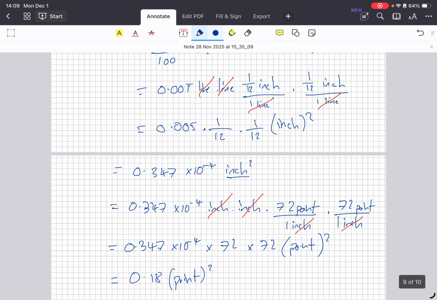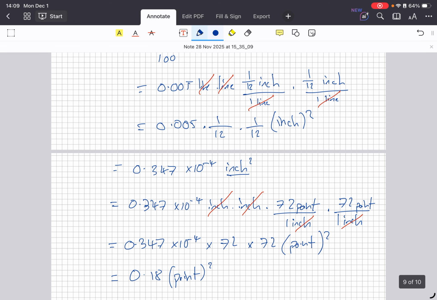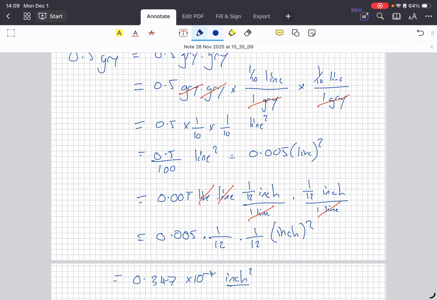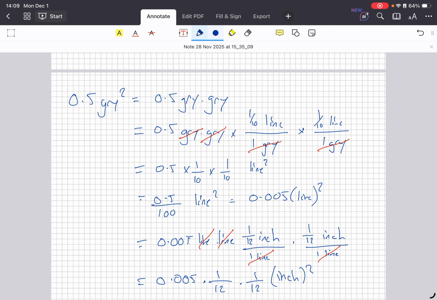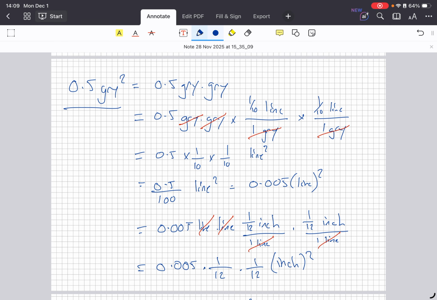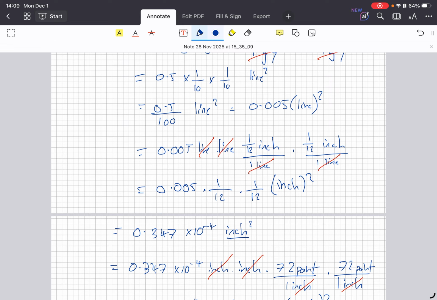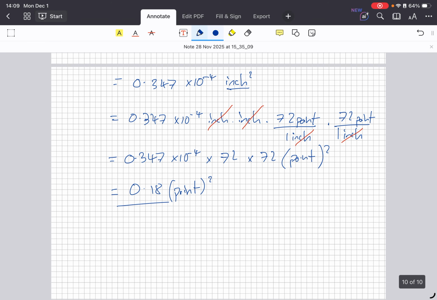But the new thing here is just being able to convert between units. And again, all we've done here is to multiply all of our expressions by 1. So this whole expression from our starting point here, 0.5 grai squared equals, all the way to the end here, everything we've written down, it's all equal to 0.5 grai squared. And so our final conclusion then is that 0.5 grai squared is the same thing as 0.18 points squared. And that's the answer to the problem.